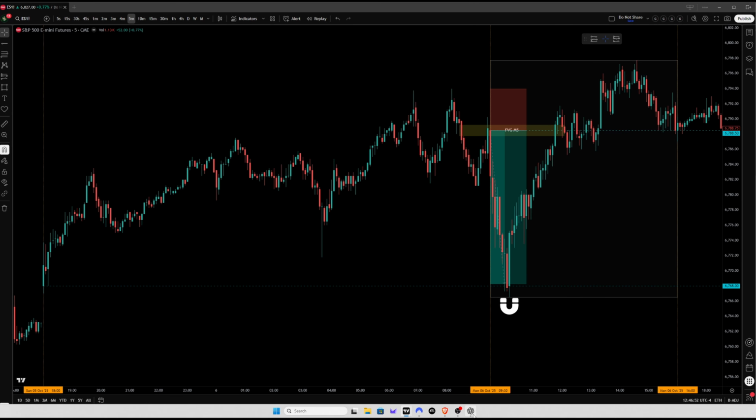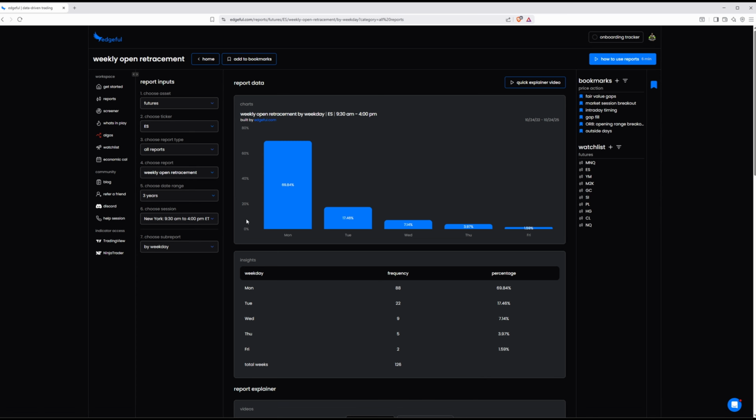Now, the great thing is we have the statistics in Edgeful. So using 3 years worth of data, Monday's price action retraces back to the Sunday opening price 69.84% of the time. 70% of the time, whether ES opens above or below the weekly open, it will retrace back to that open. This is a powerful bias.